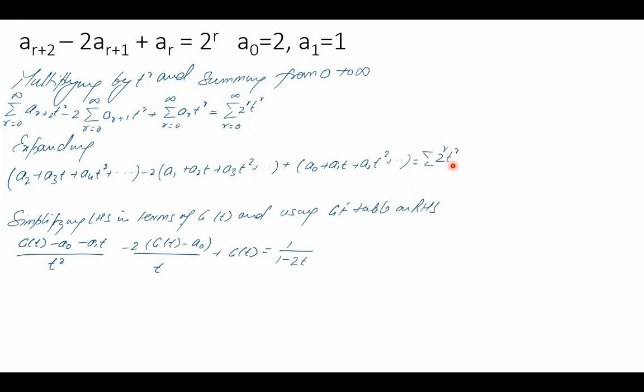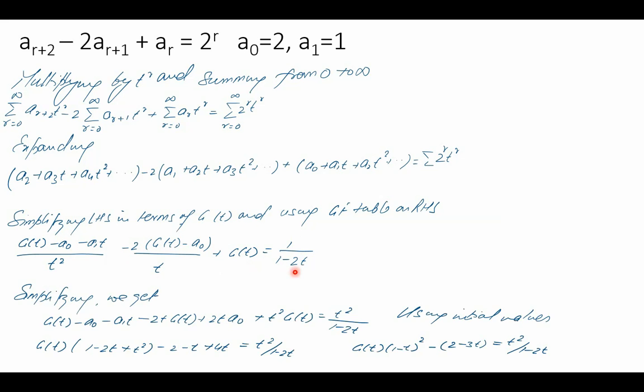So simplifying LHS in terms of G(t) and using the GF table on the right hand side, I have the general term 2 to the power r, t to the power r. So this is 1 upon 1 minus 2t. I'll use the same method as I have discussed in the earlier examples. So this now becomes (G(t) minus a0 minus a1 t) upon t square minus 2 (G(t) minus a0) upon t plus G(t) is equal to 1 upon 1 minus 2t.